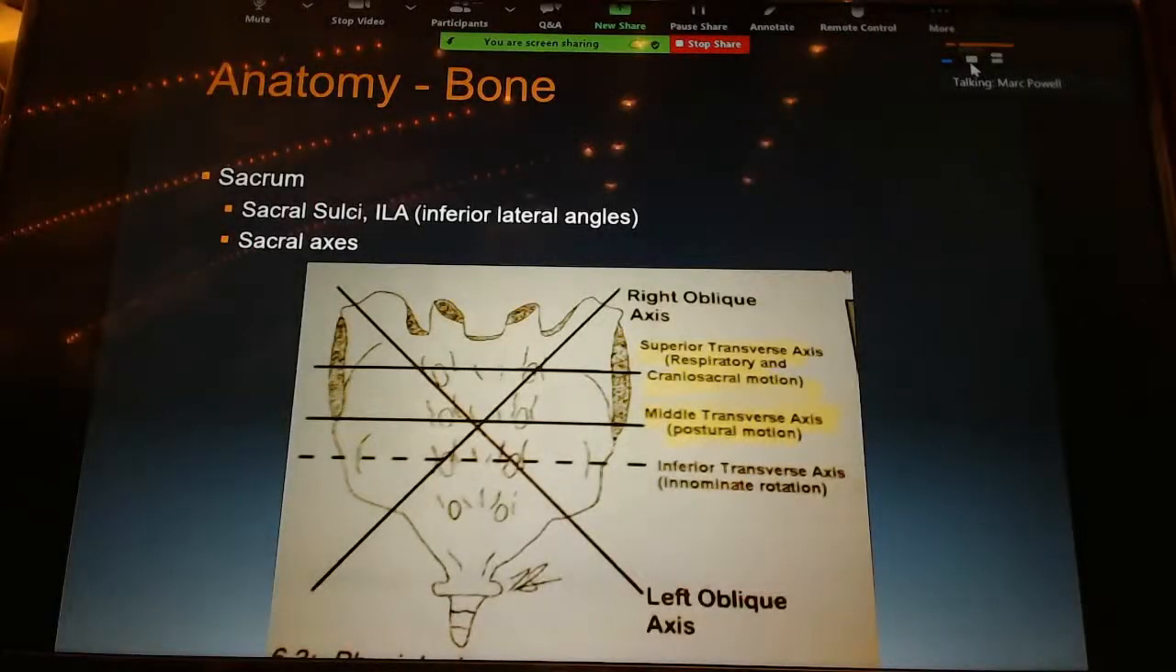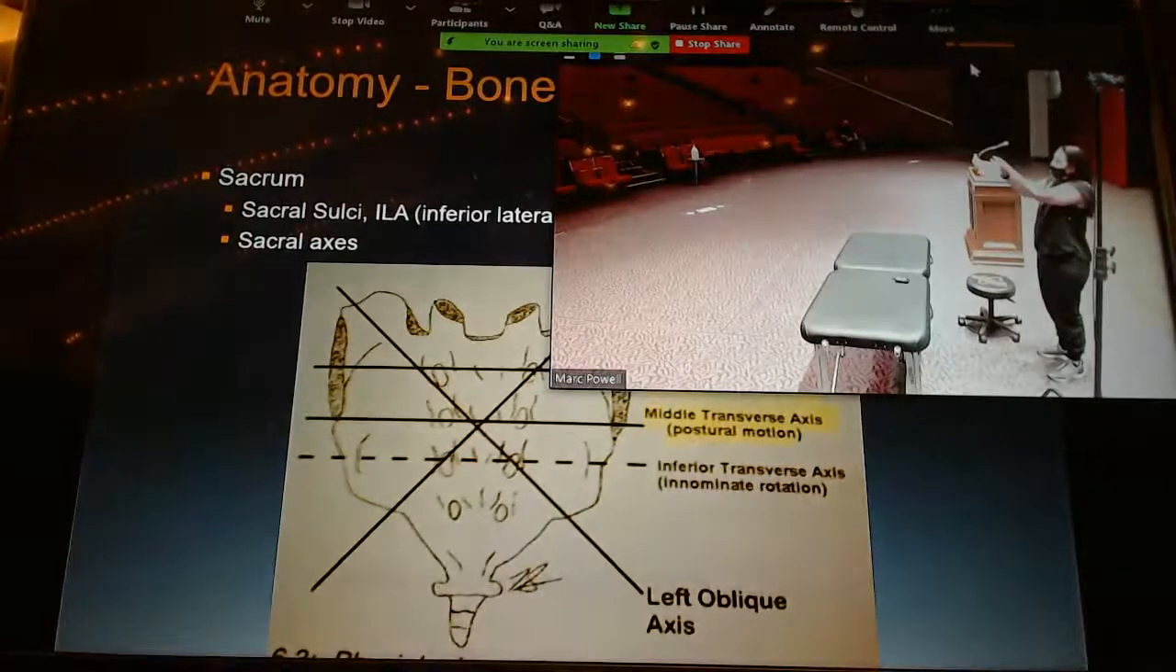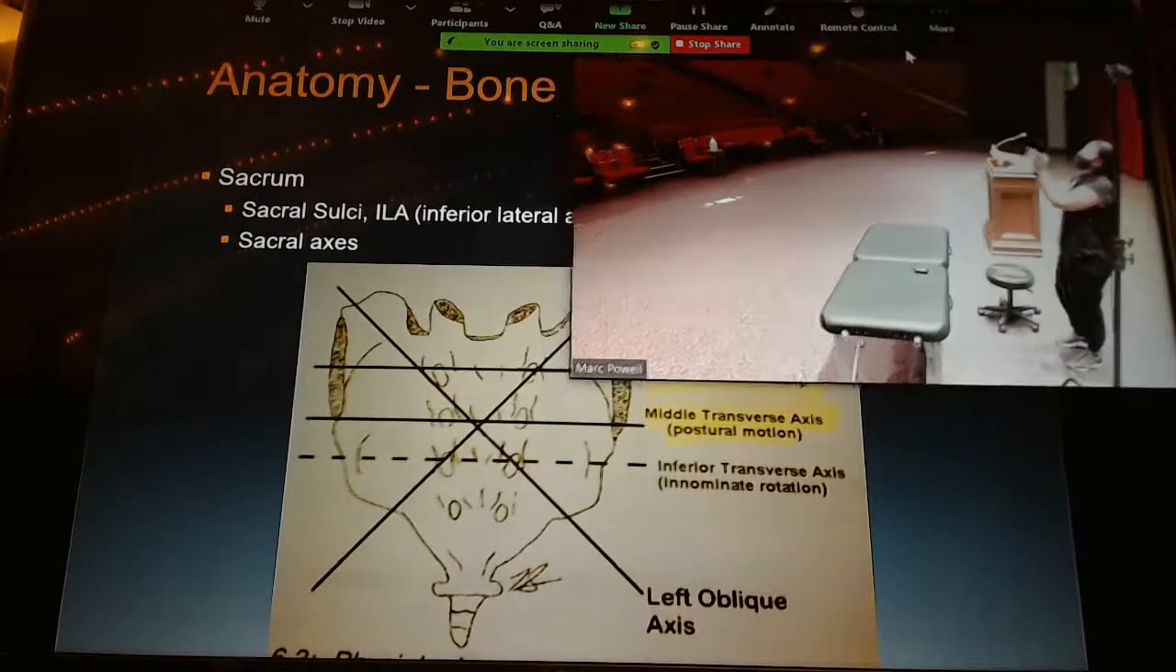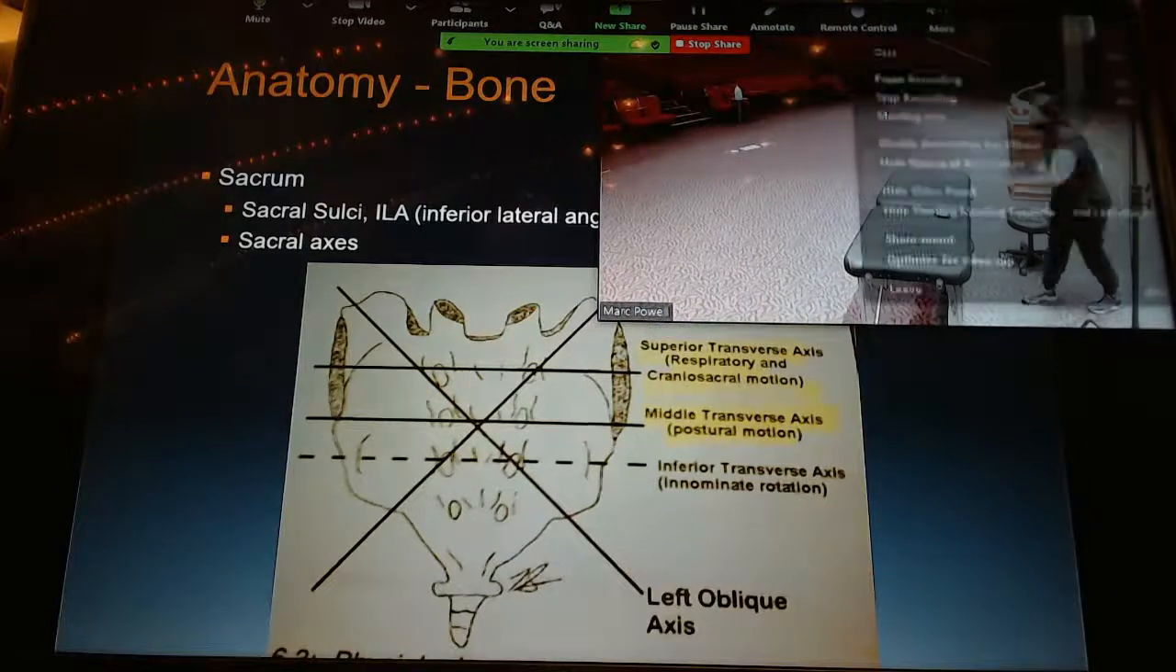So remembering those axes, this is really important. The five axes that I was talking about include your oblique axis, which you can rotate against. So as that triangle can rotate along those axes, again in flexion or extension, on the left or right, you also have three other axes on it.